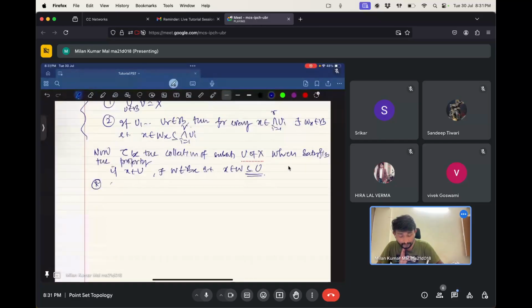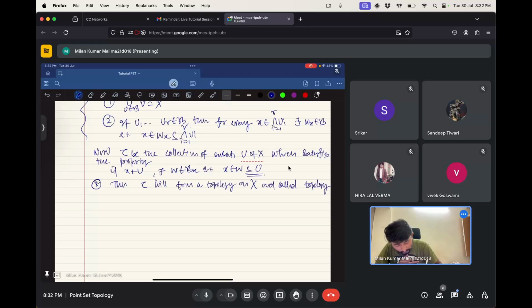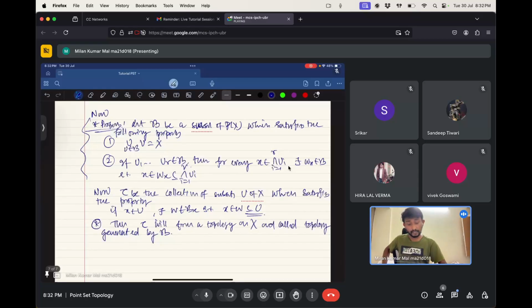Then one thing is that tau will form a topology on X, called the topology generated by B. So basically what I am trying to say is that B is a collection of subsets of X which satisfy two properties. First, the union of all those elements should be X. Secondly, if U1, U2, ..., UR are elements, then for every x belonging to the intersection of U_i, i equals 1 to R, there should exist a W_x belonging to B such that x belongs to W_x, which is contained in the intersection of U_i, i equals 1 to R.